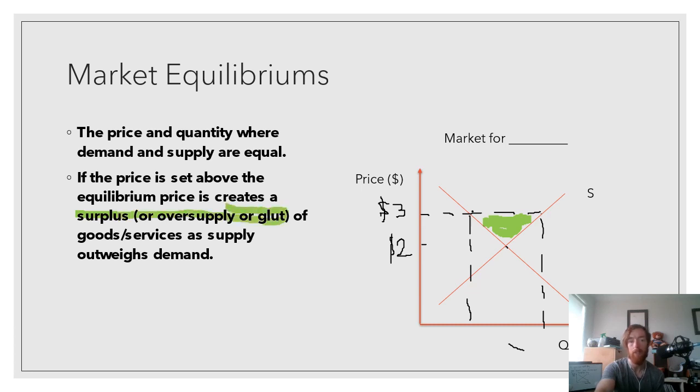I've always found glut to be a really weird word, but I often like using it in my own answers because it's less letters and I find it's more efficient. And seeing as with economics we're talking about efficiency a lot of the time, I find it's really easy to use because of that.